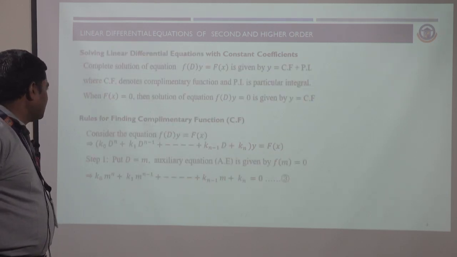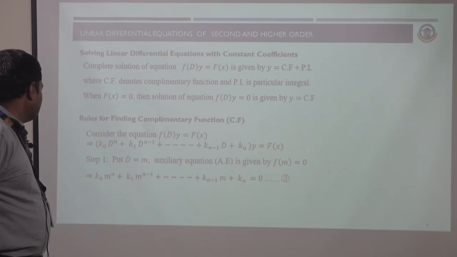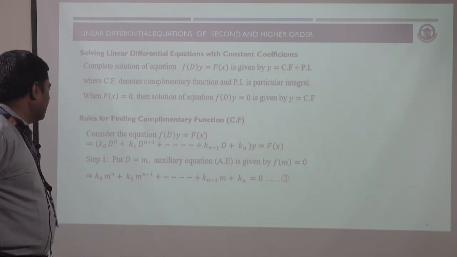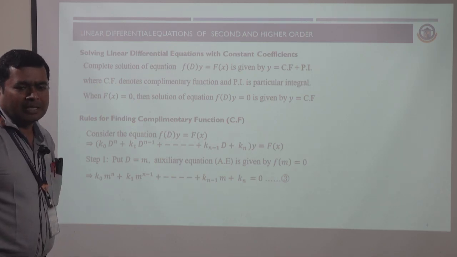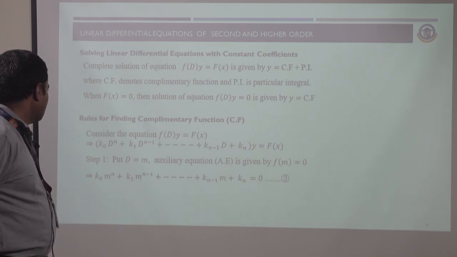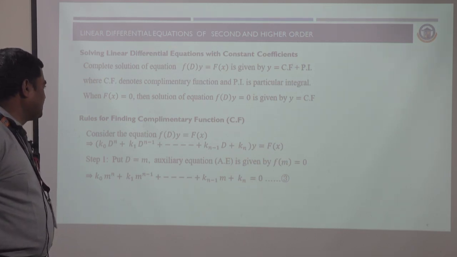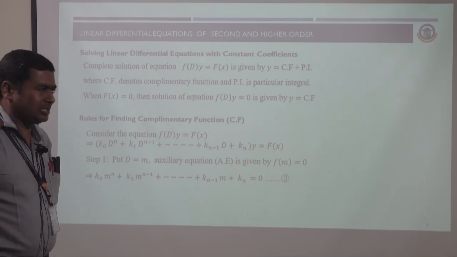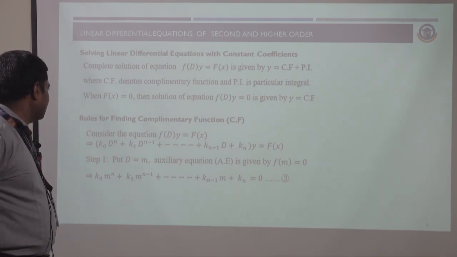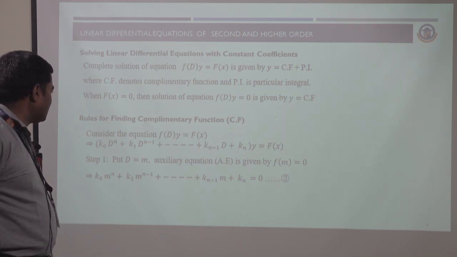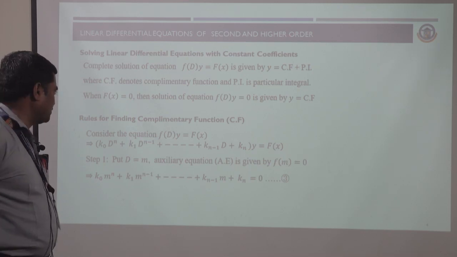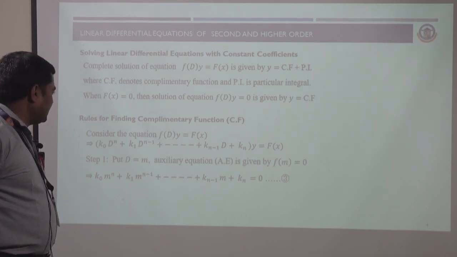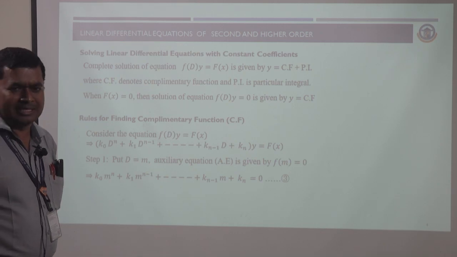Then solving linear differential equations with constant coefficients. The complete solution of f of D into y equal to capital F of x is given by y is equal to the complementary function plus particular integral. Simply we call it CF for the complementary function and PI for the particular integral. In f of D into y equal to capital F of x, if the right hand side F of x is equal to 0, the solution y is only the complementary function. If the right hand side exists, we want to find the particular integral.